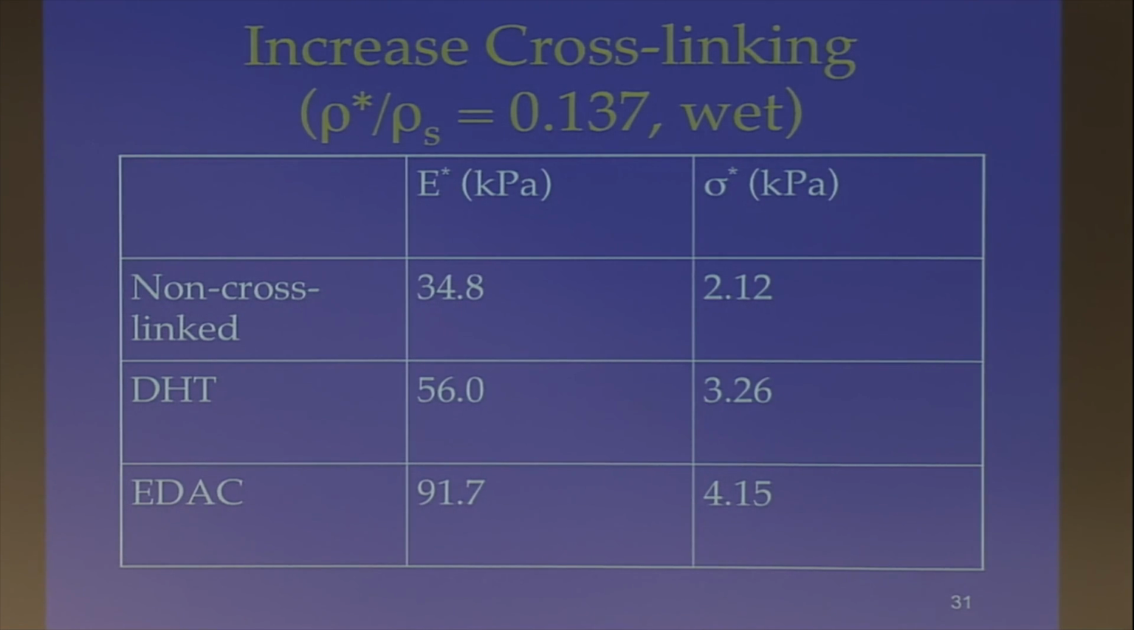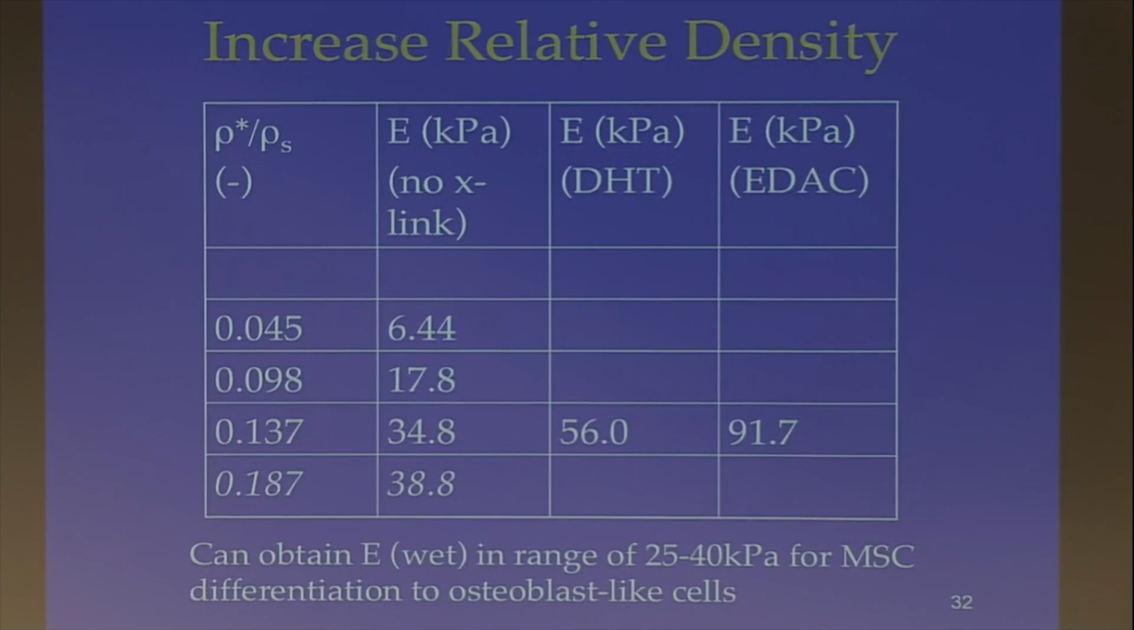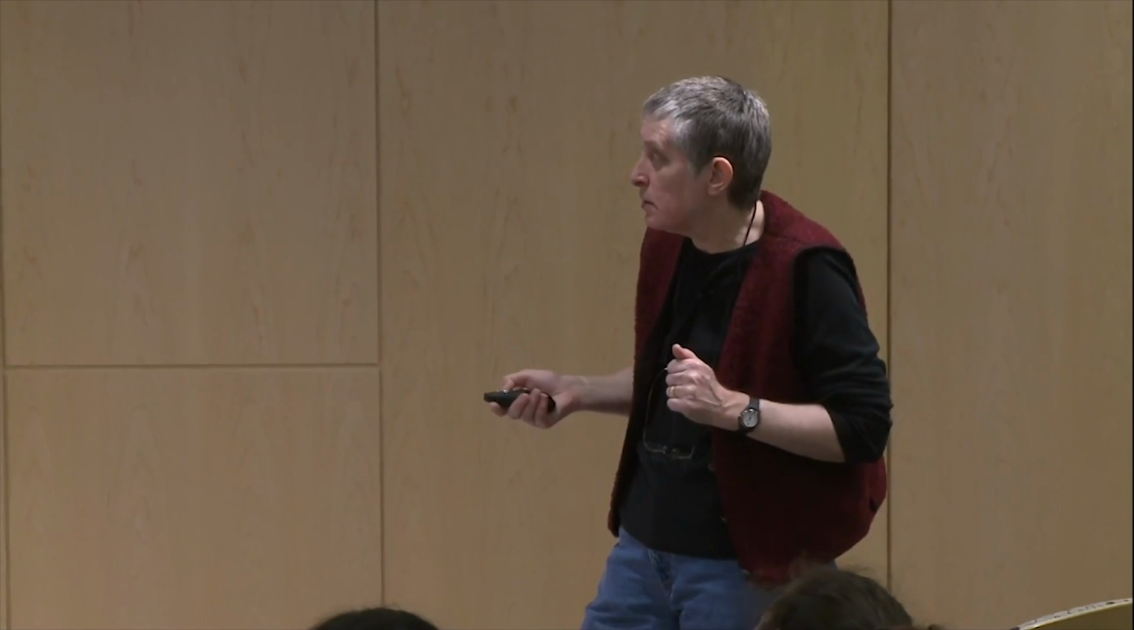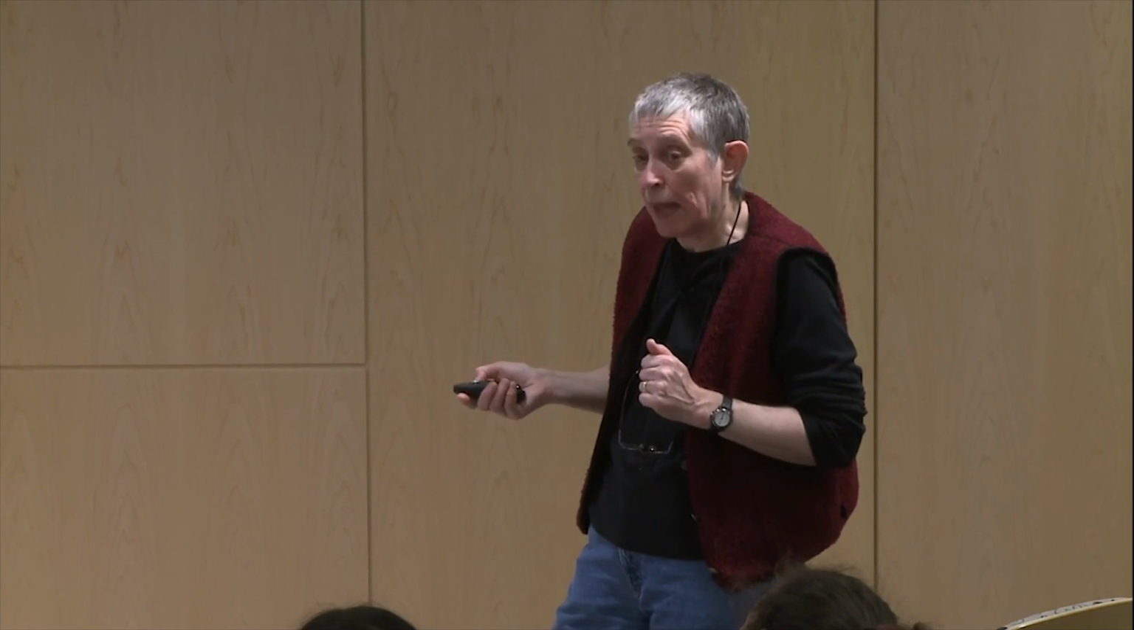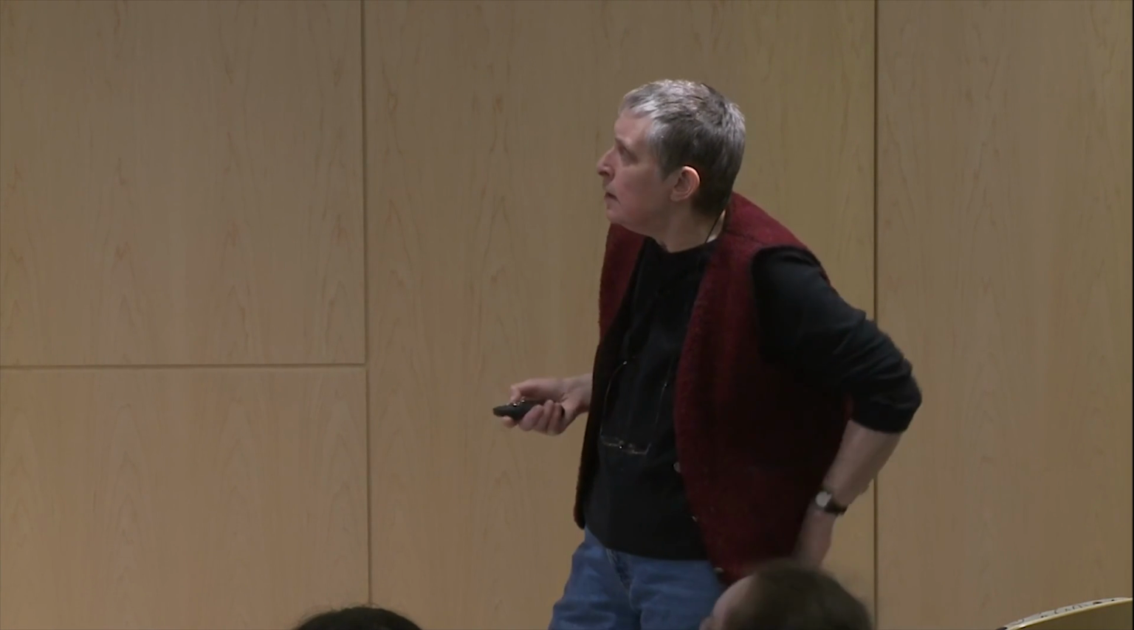So if you put all of this together, you can show these results for the modulus on one table. So these are all the wet modulus. It's pretty clear that by playing around with the relative density and the cross-linking, you can get a scaffold in that range. And the idea is that that would help get the mesenchymal stem cells to differentiate into these osteoblast-like cells.